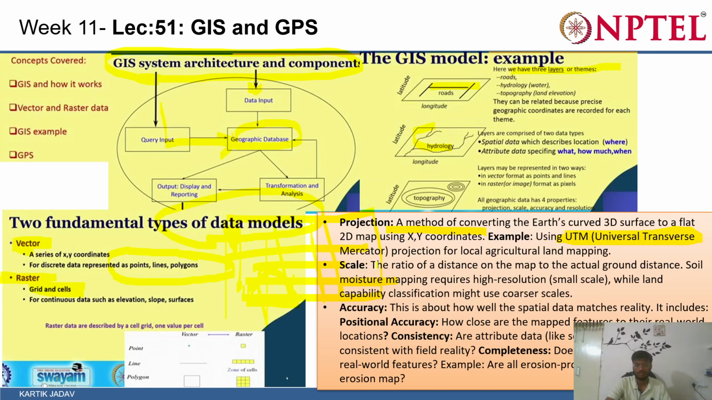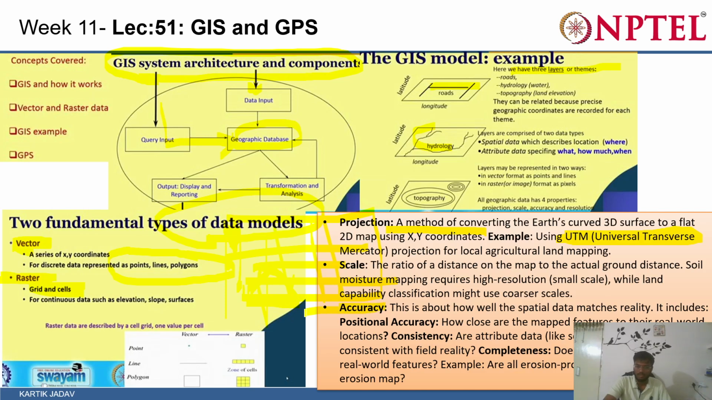Then we have scale. Scale is the ratio of distance on the map to the actual ground distance. Suppose we want to show India on the GIS layer, then we cannot use that big area. So we transfer that big area into a small representation that we can see on our desktop. We are scaling down to represent it on a map, which we see in our ArcGIS software on the desktop.